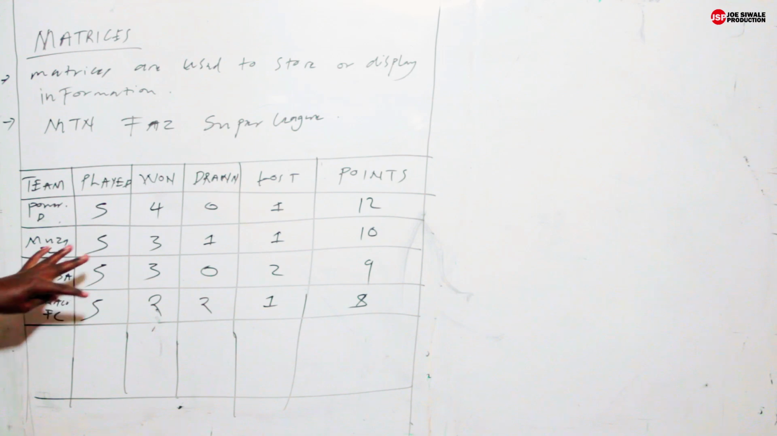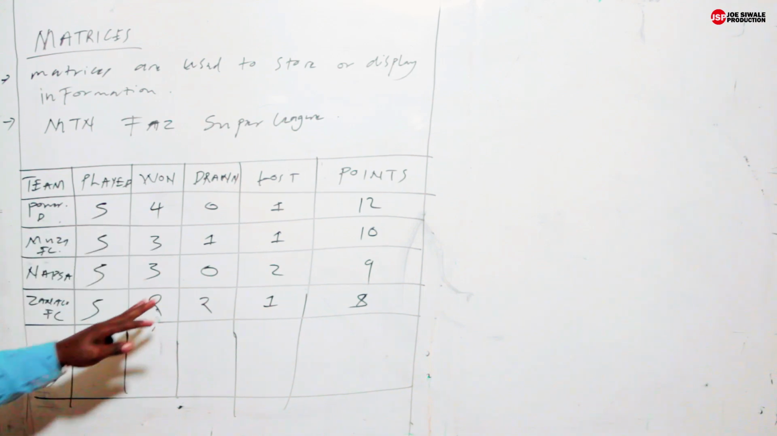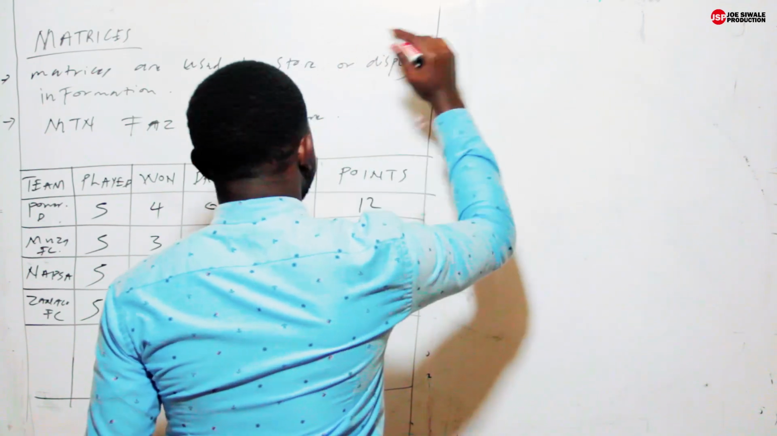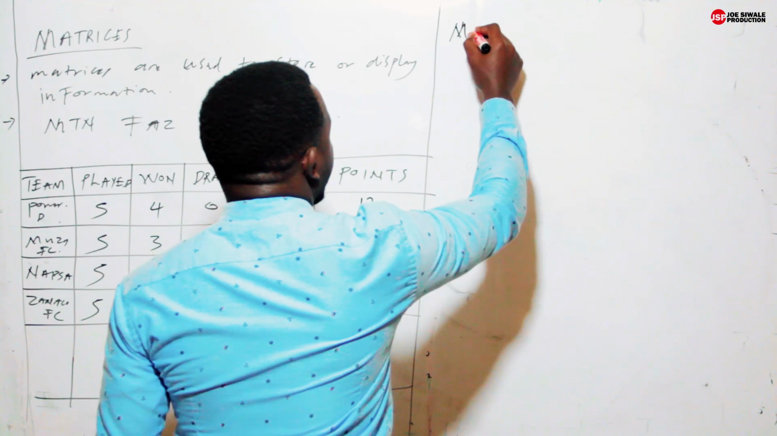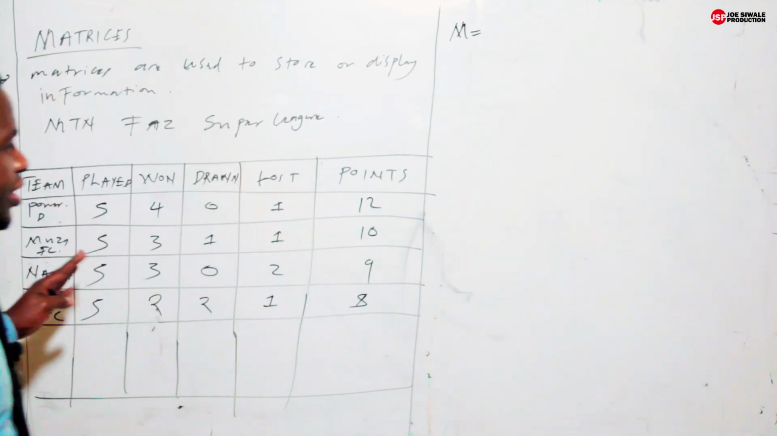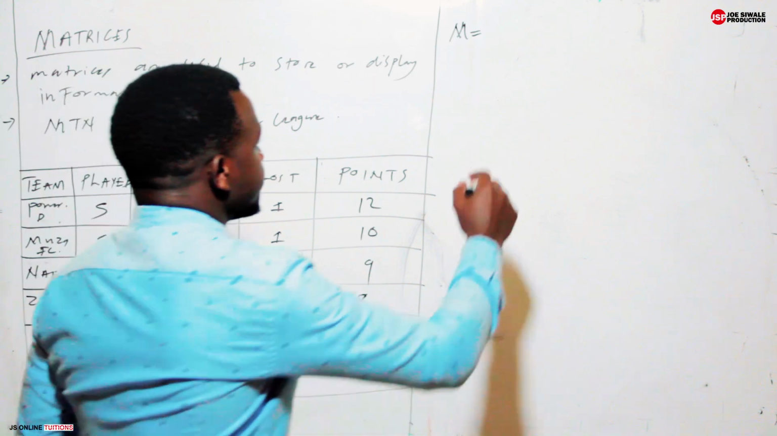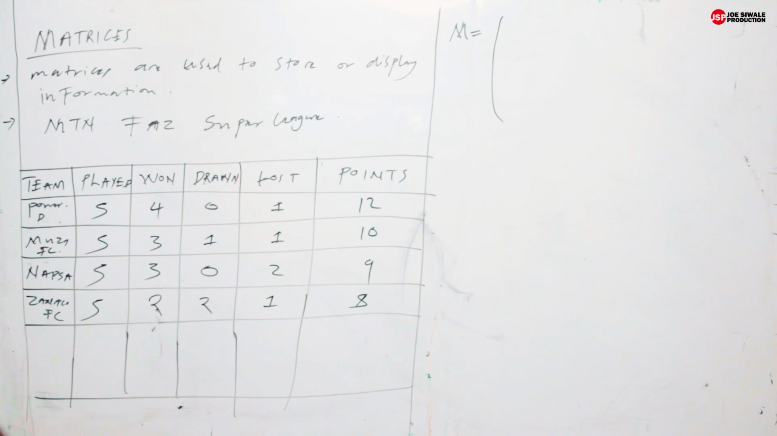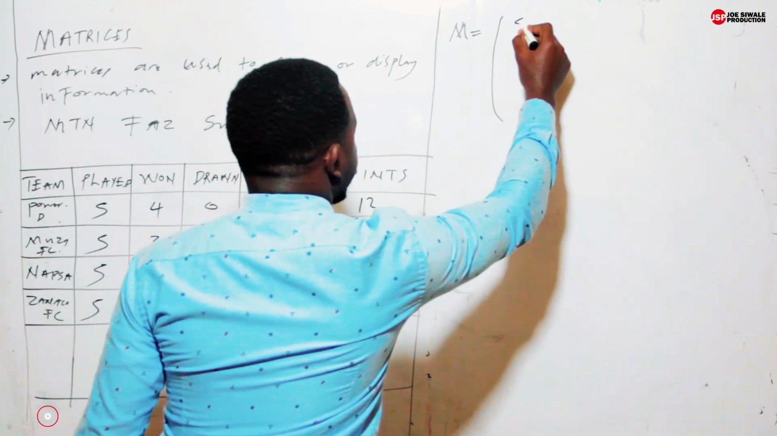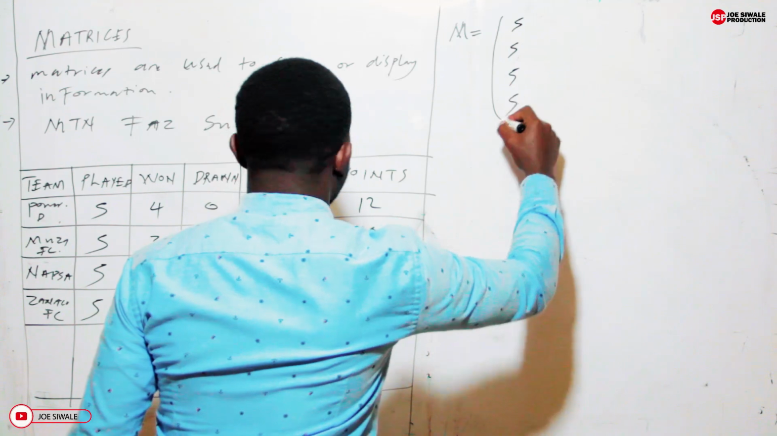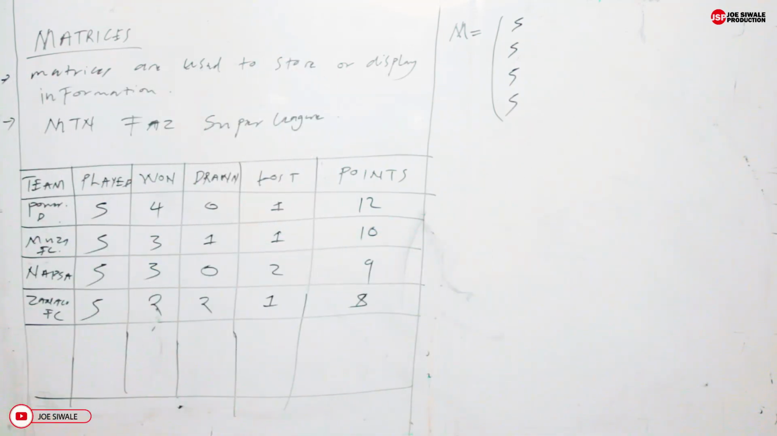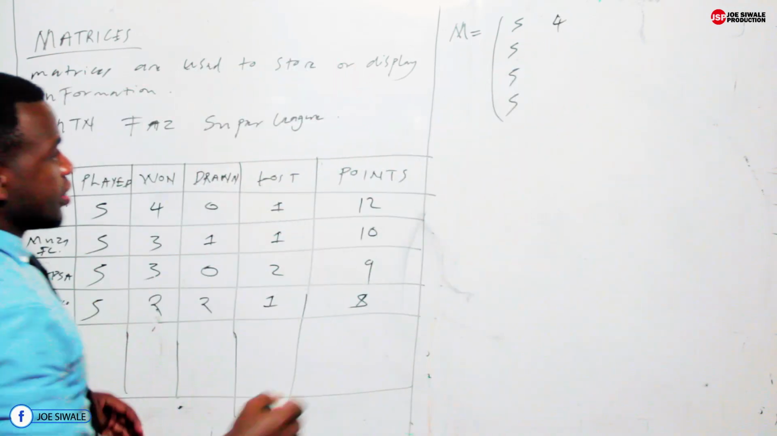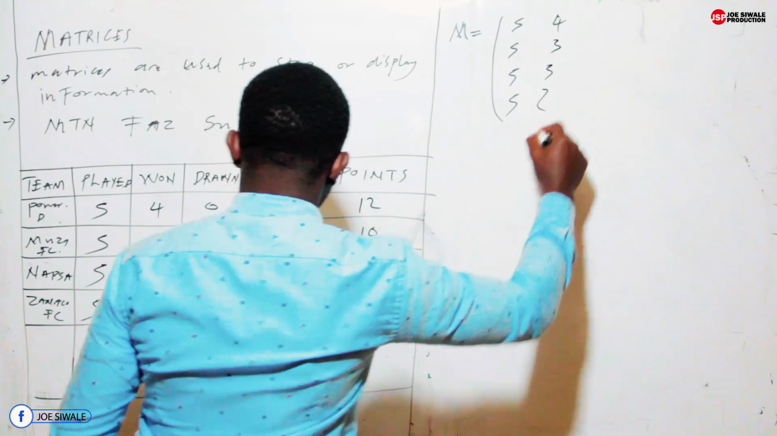And as you can see, we have this information, and we can display it in matrix form. We can say we have our M to represent the information in the MTN FAS Super League. So we can start with this column: we have 5, 5, 5, 5. Then we come to this column: we have 4, 3, 3, 2.